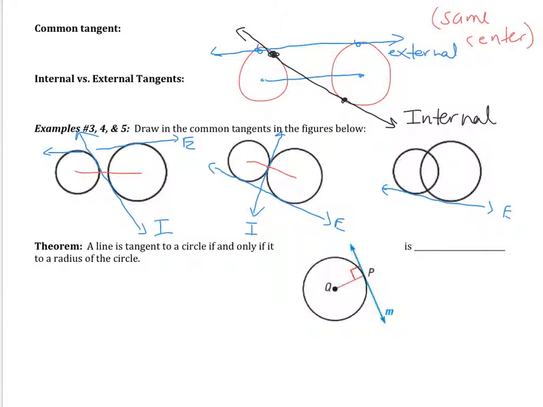The theorem that you see down at the bottom, we already kind of talked about this. I put this under the definition of a tangent. A line is tangent to a circle if and only if it is perpendicular to a radius of the circle at the point of tangency. So if you see this right angle here, that tells us that it is tangent at P. It's forming a right angle between the radius, QP, and then line M, the tangent. So that's one of our properties of a tangent.